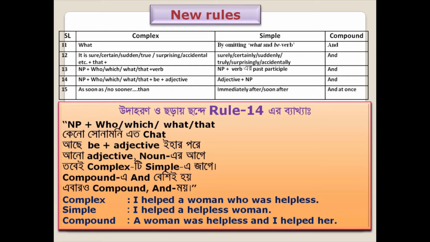Rules number 15. As soon as or no sooner followed than. In complex, you will have to use immediately after or soon after in simple, and in compound, and at once.